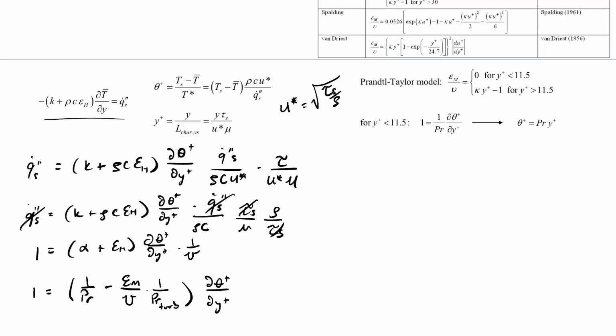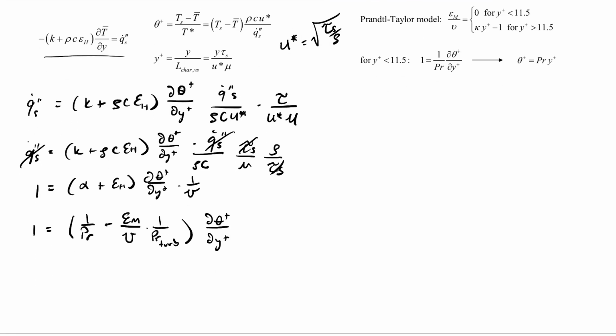Let's see. So T. Oh, wait. We have minus. Let's see. So I think, let's see. So we had minus T. Yeah, I think it's because it's T s minus T bar, and that ends up canceling out that minus sign. I think, yeah, I think that's what it was. Yeah. Other questions on that? Okay.